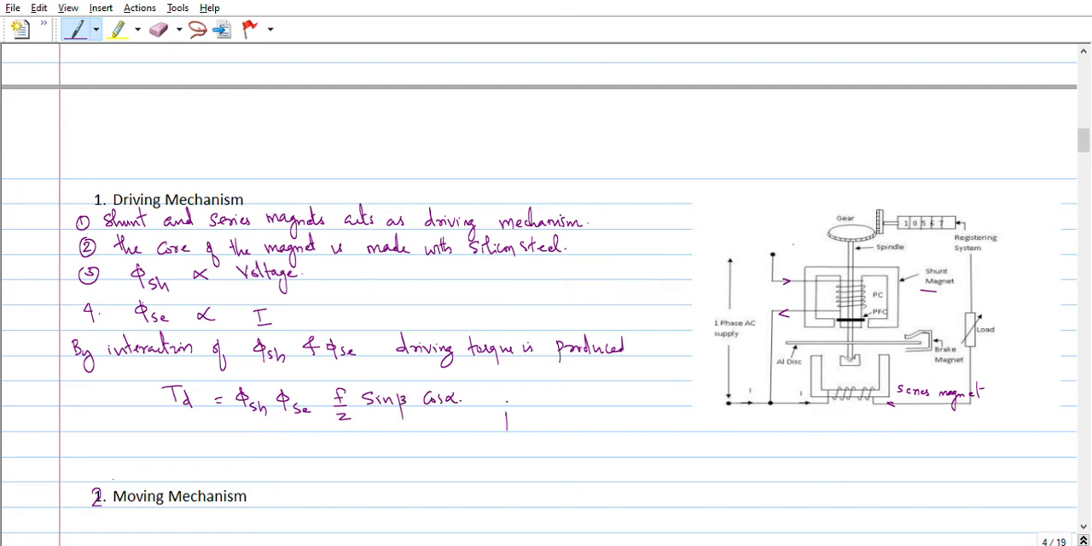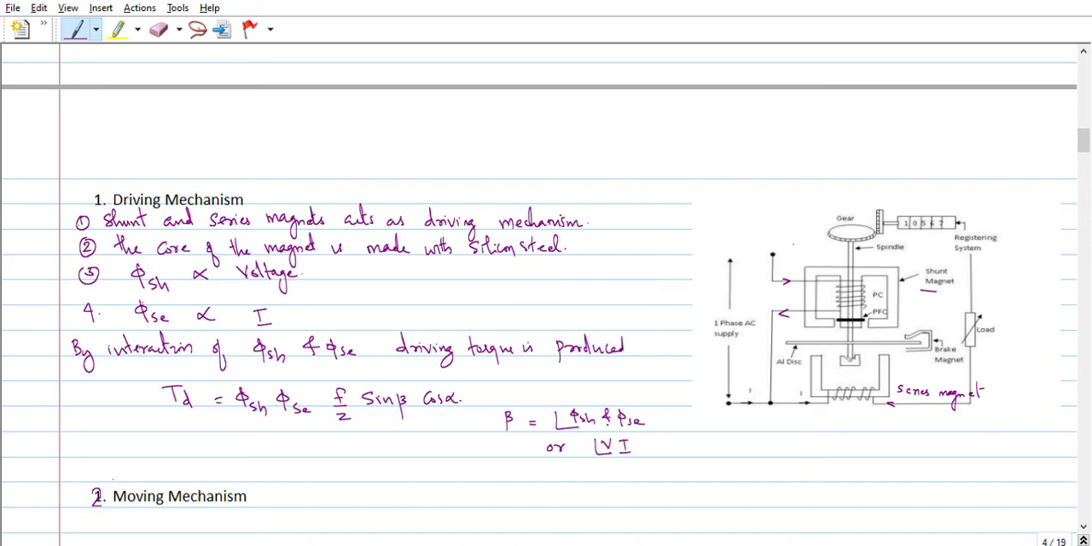Therefore, beta is the angle between phi SH and phi SC. Since phi SH is proportional to voltage and phi SC is proportional to current, beta is the angle between voltage and current of the parameter.